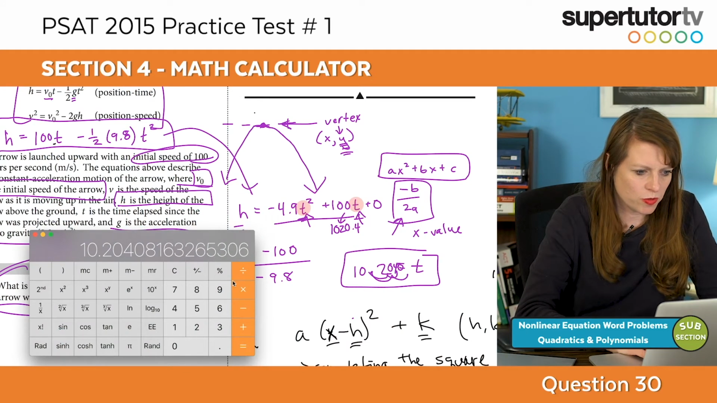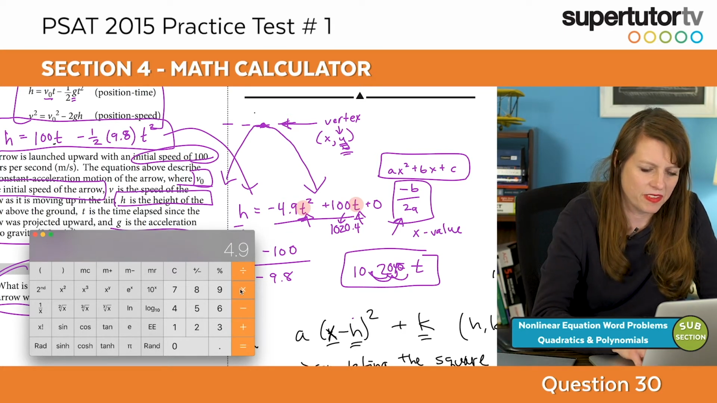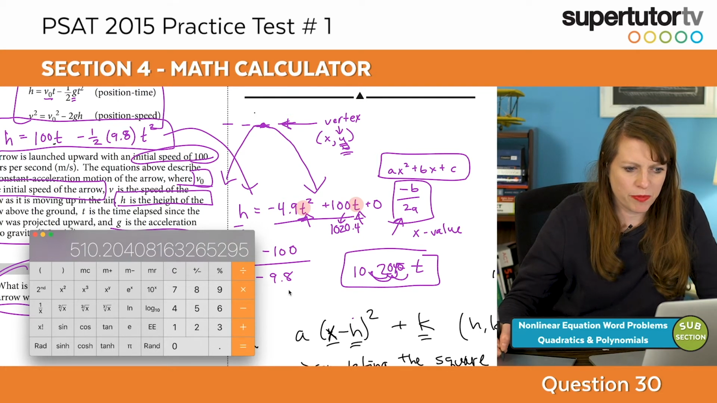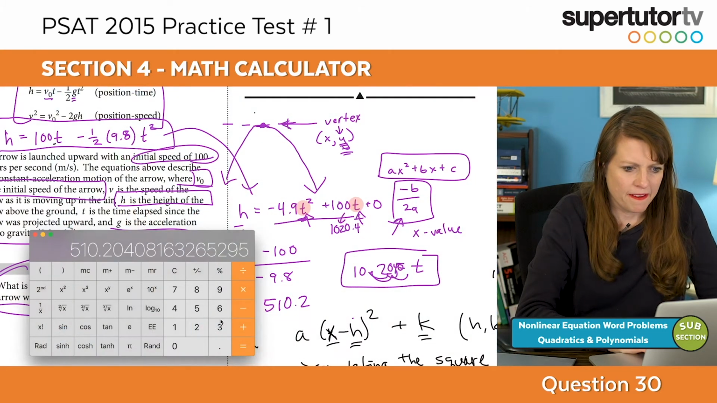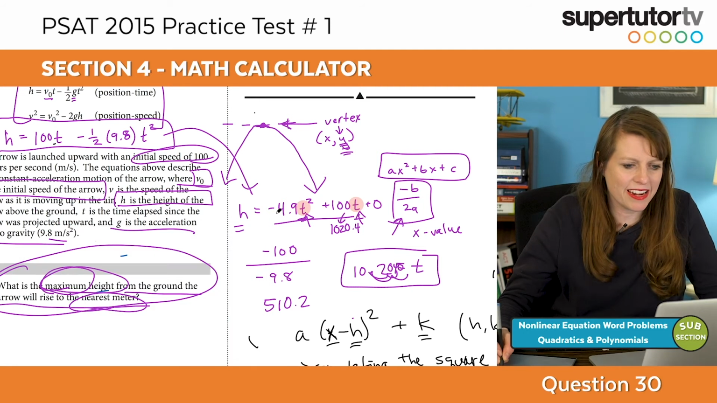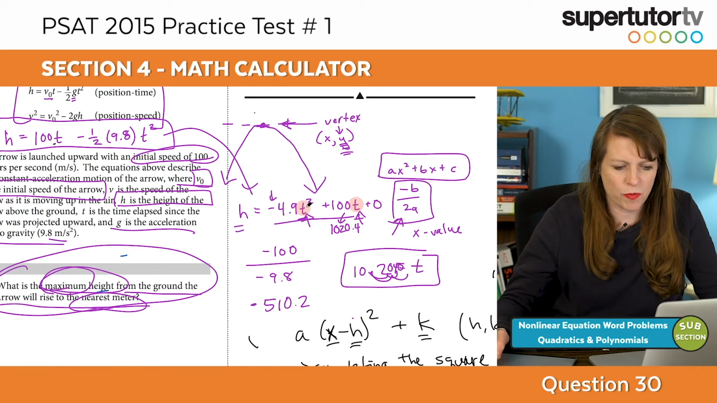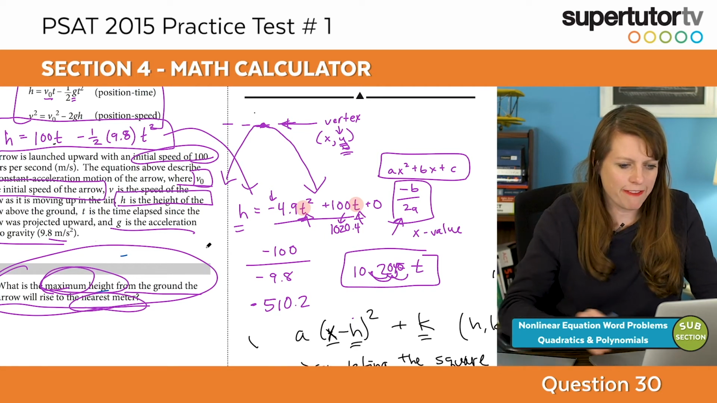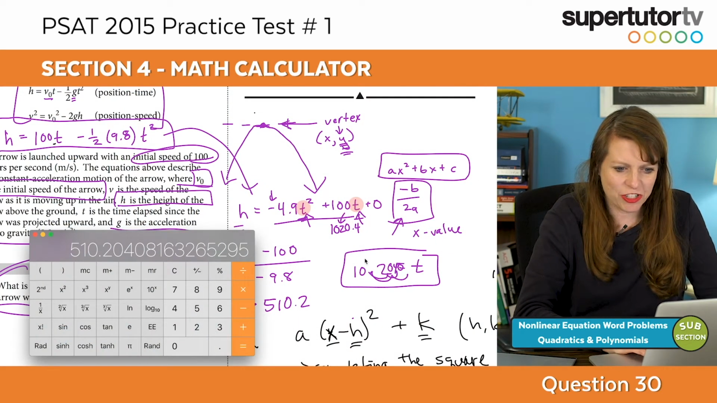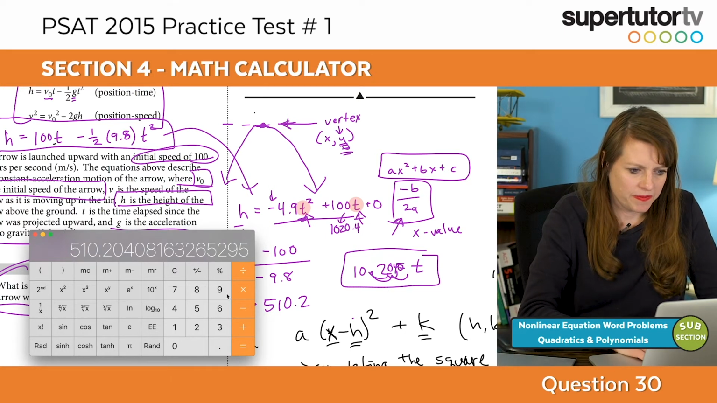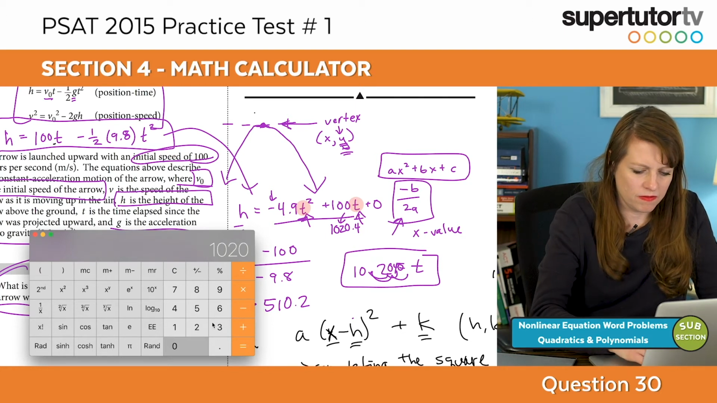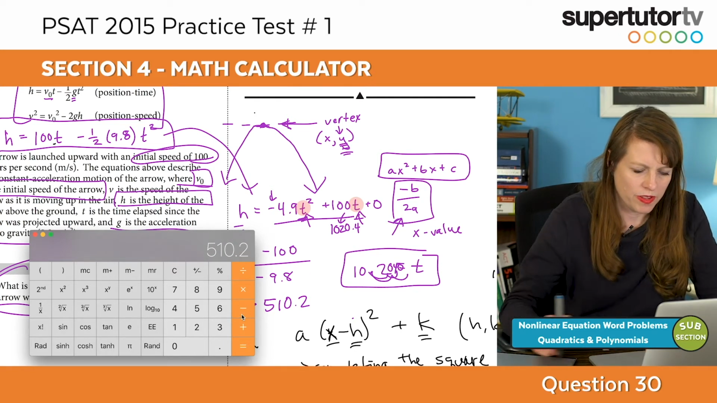So I'm going to square this again, and then multiply this times 4.9. And I get 510.2. From 510.2, this is going to become negative, because it had this negative sign here too. So I did 4.9 times that thing squared, and I get negative 510.2. Now I'm going to add that to my 1020.4, so I'm going to subtract 510.2. And I get 510.2.